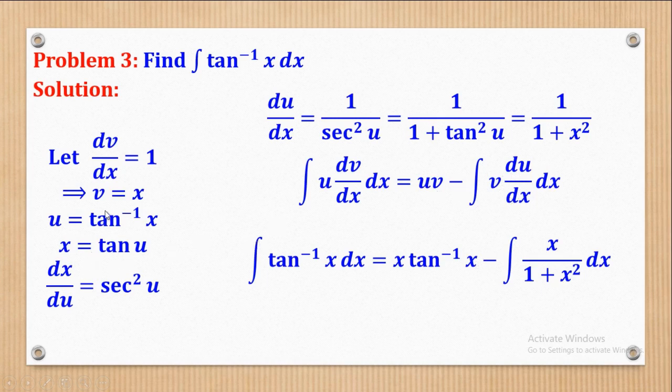Now v is x and du dx is 1 over 1 plus x squared. When I multiply the two, I come up with x over 1 plus x squared. So I'll come up with my answer as x arctan x minus a half ln in brackets 1 plus x squared. Now this a half ln of 1 plus x squared is the integral of x over 1 plus x squared. I think we saw that in the previous tutorial on integration using natural logarithms. But don't forget the constant of integration c.